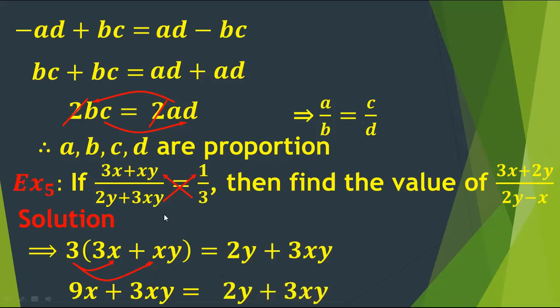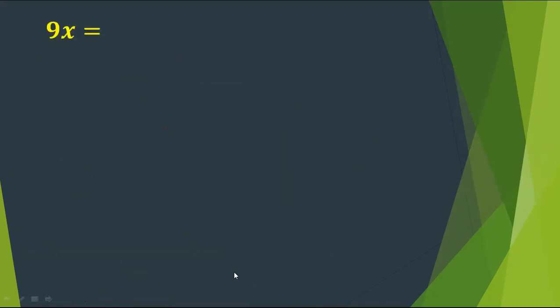So we can cancel 3xy with 3xy, like terms. Then we reach 9x equals 2y. 9x equals 2y. We can use the property number 2.